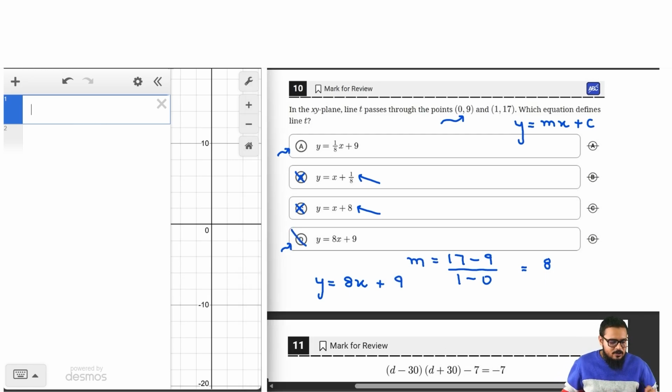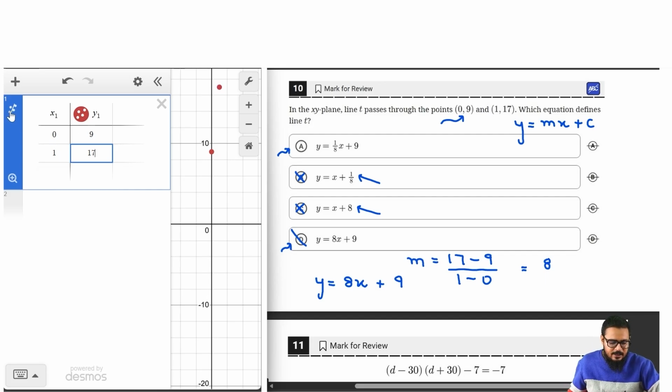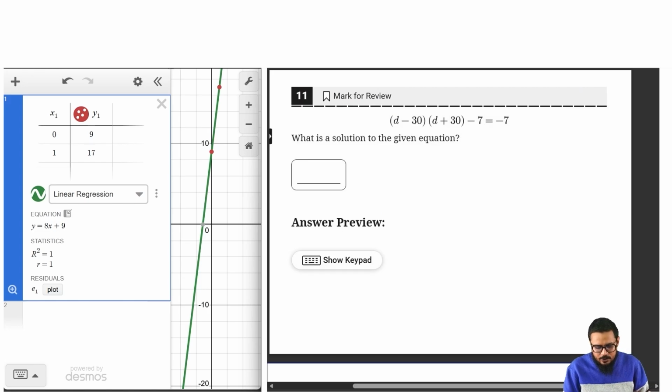But if you want to do this in Desmos, I can just provide Desmos the entire coordinate system. The first one is 0 and the next one is 9. If you're checking your answer and you have enough time left in your module number 1, you just want to check your answers. You can just go with automatic regression, and Desmos is going to regress this entire linear equation for you. It comes out as y equals 8x plus 9. That's answer option D.